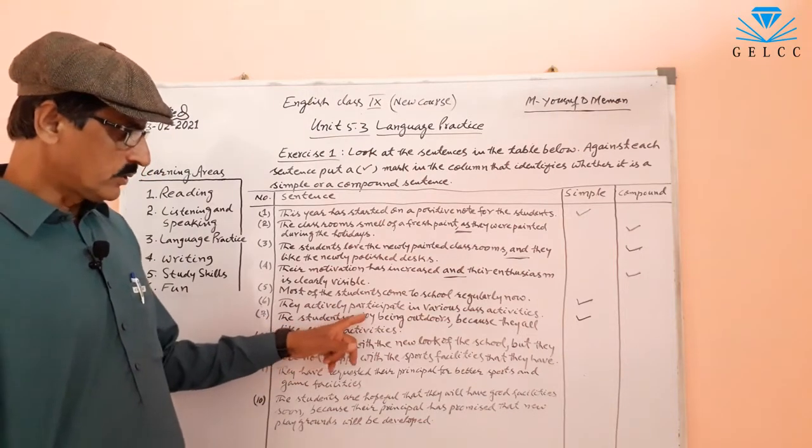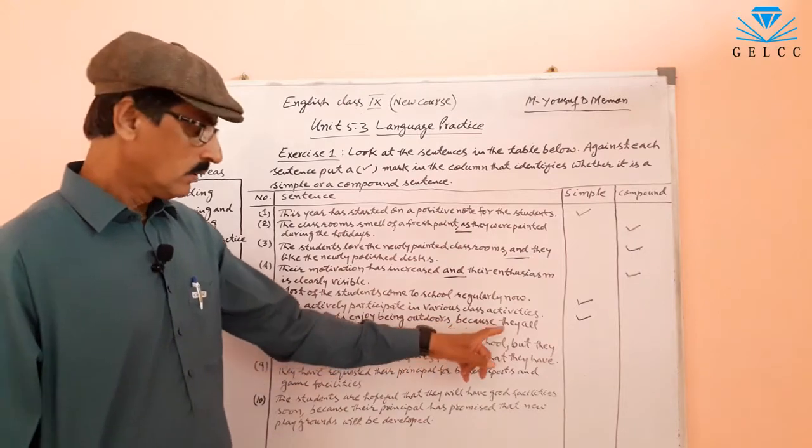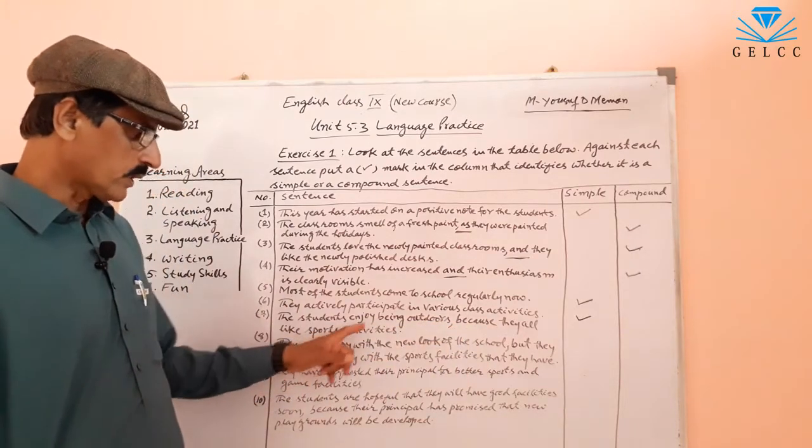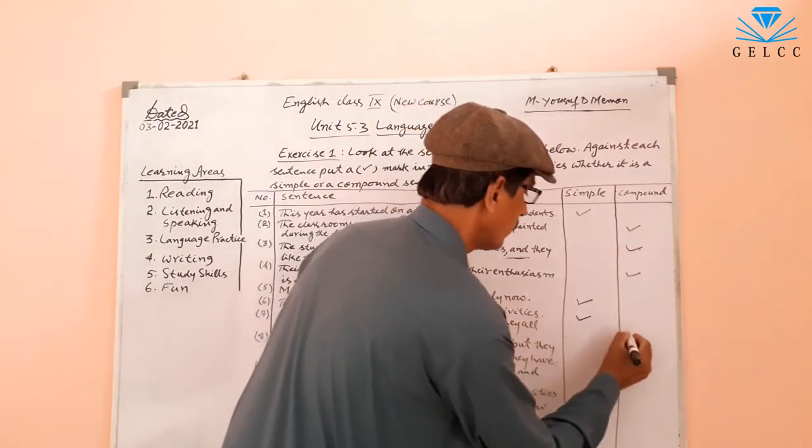And now sentence number 7. The students enjoy being outdoors, comma, because they all like sport activities. It is a compound sentence. How is it a compound sentence? Let me tell you.